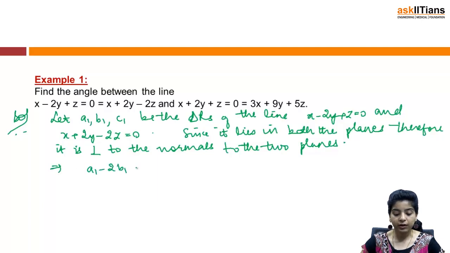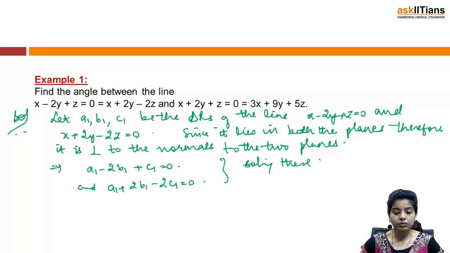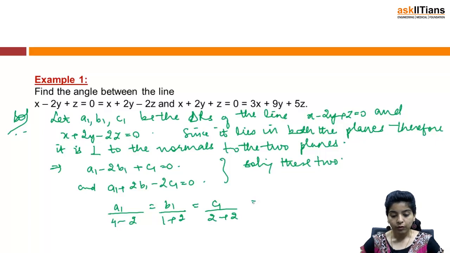a1 minus 2b1 plus c1 is 0 and a1 plus 2b1 minus 2c1 is 0. This is what I get using this. Now solving these two. How do you solve these two? You get a1 by 4 minus 2, b1 by 1 plus 2, c1 by 2 plus 2, or a1 by 2 is b1 by 3 is c1 by 4.